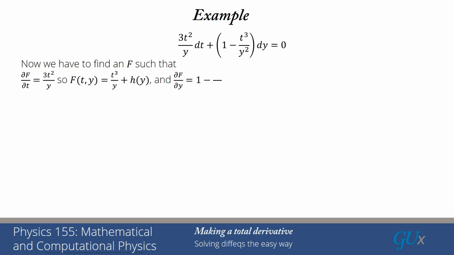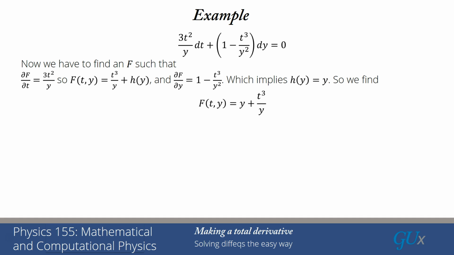So we're going to be working that out as we take a look at solving the differential equation. So df by dt is equal to 3t squared over y. If I integrate that with respect to t, I'm going to get t cubed over y plus some function of y. I also have to satisfy df by dy is equal to 1 minus t cubed over y squared. If I take the derivative of f with respect to y, I get minus t cubed over y squared plus the derivative of h, so I realize I have to have the derivative of h with respect to y equals 1, and that means h is just equal to y. And so I find f of t, y is equal to y plus t cubed over y.